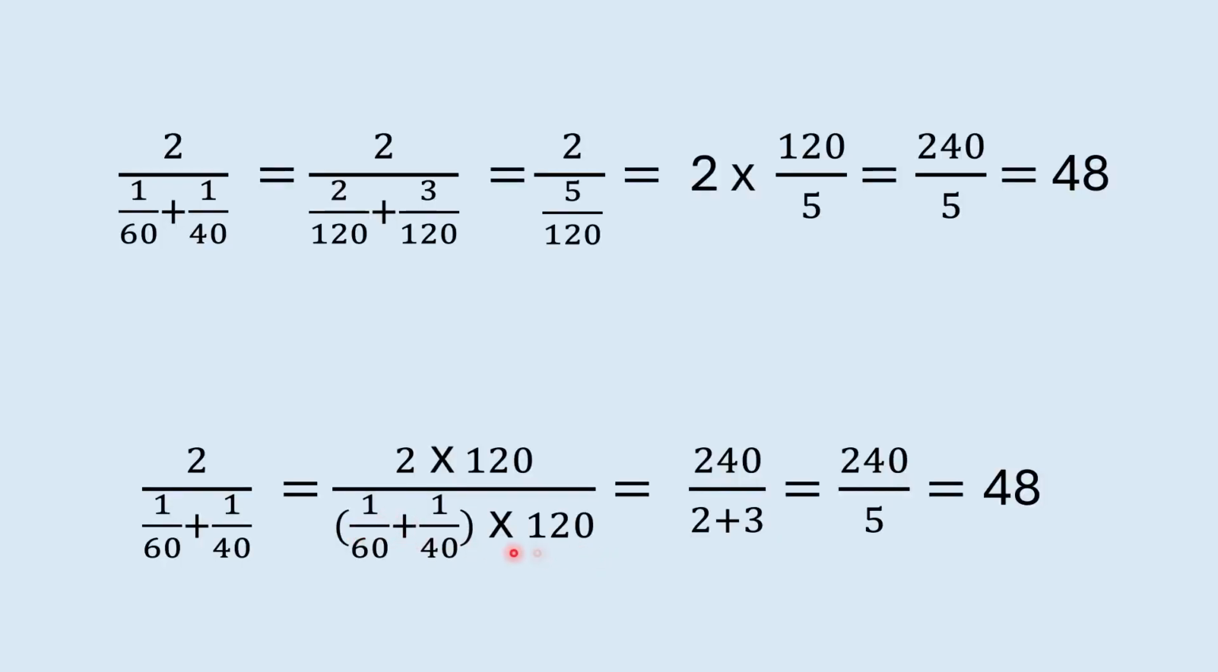120 times 1 over 60 is equal to 120 divided by 60, which is 2. And 120 times 1 over 40 is equal to 120 divided by 40, which is 3. So it's equal to 240 divided by 5, which is 48. Okay, so the final answer is 48 miles per hour, definitely not 50. Okay, thank you very much.